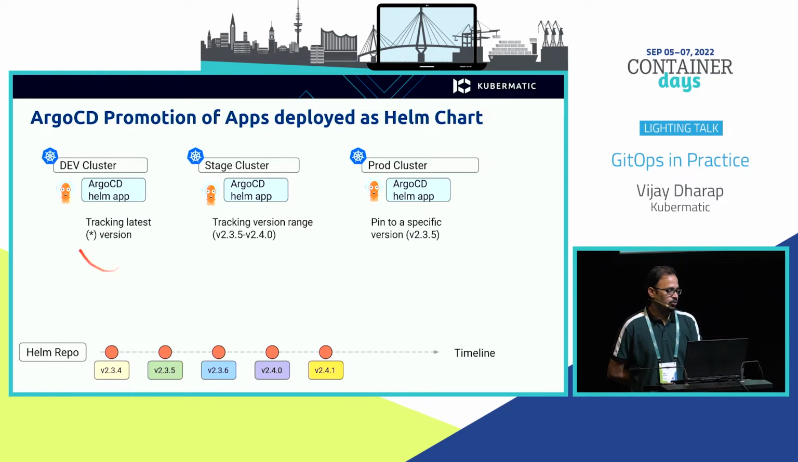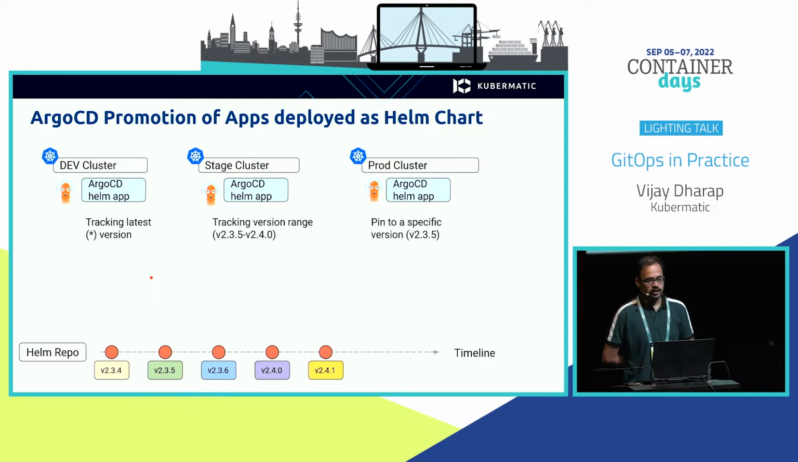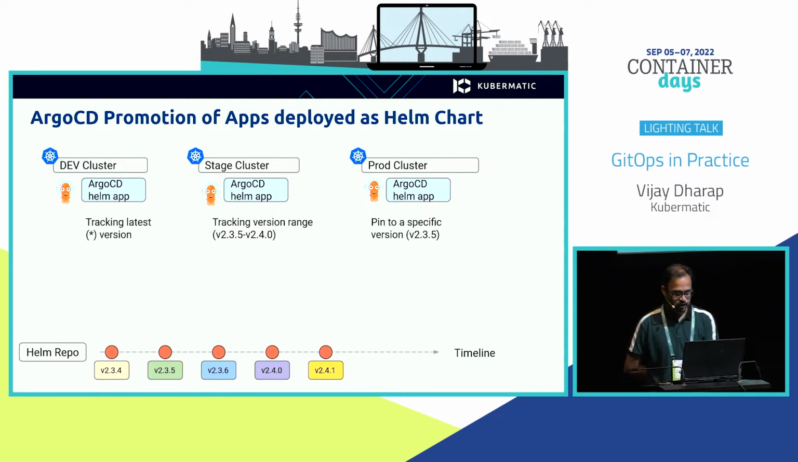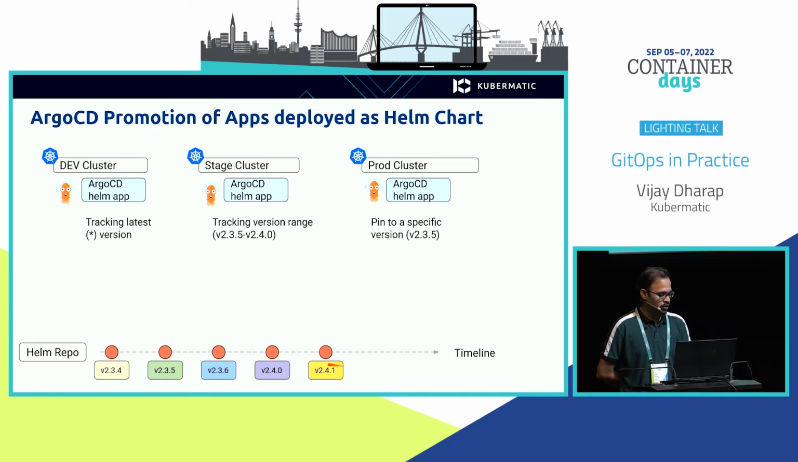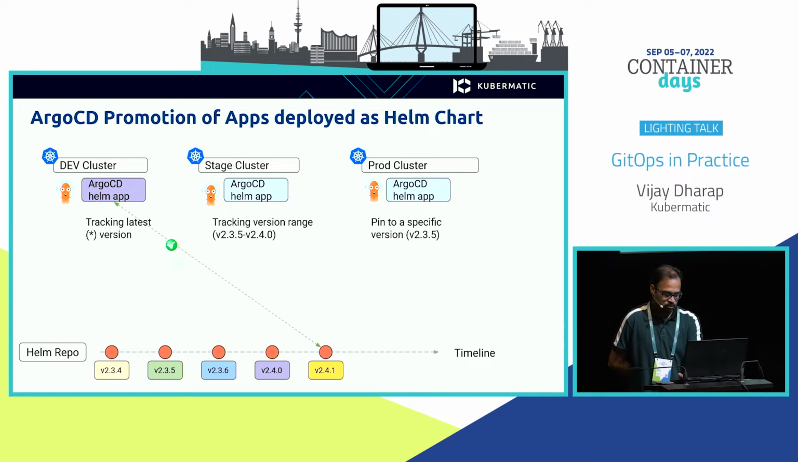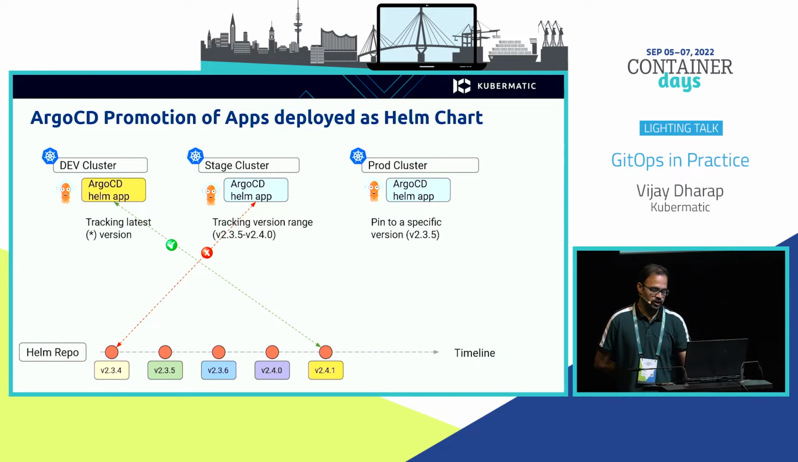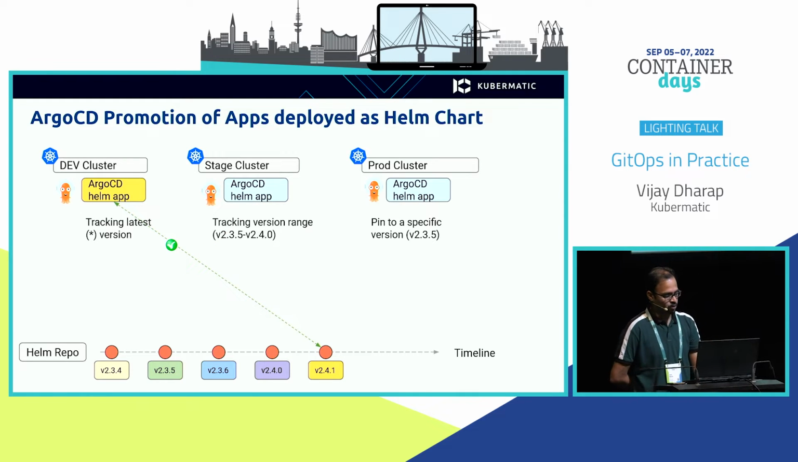So for the dev, where I want maximum benefit of GitOps and least amount of work and maximum automation, I will do a tracking via a star version or wildcard version, meaning I don't care about whichever version, whichever is latest, please deploy in dev. So what will happen is when 2.3.4 gets released, take it. 2.3.5, yes, please. 2.3.6, 2.4.0, 2.4.1, all of it. As and when it gets released, dev is having the deployment.